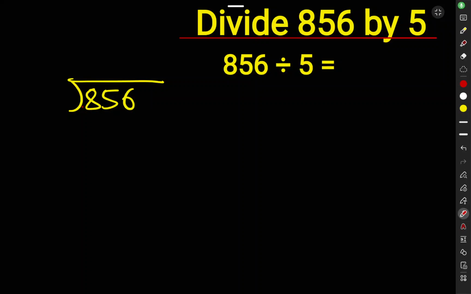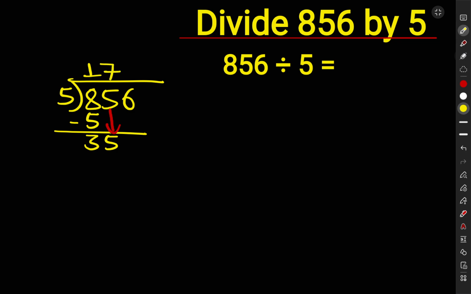If we divide 856 by 5 in long division method, 5 times 1 is 5. On subtracting we get 3. So now we put down this 5 and it is 35.